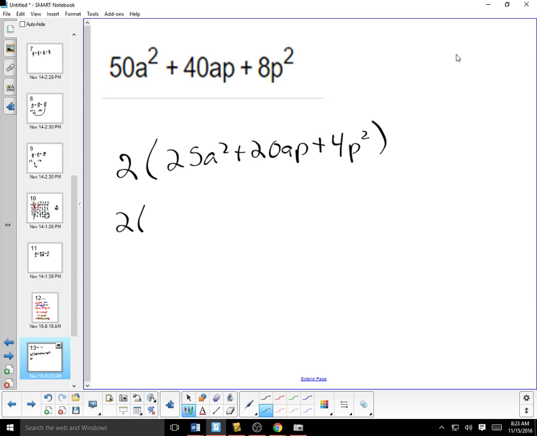So let me try this out. 2 times, let's see, what's the square root of 25a squared? 5a. And what's the square root of 4p squared? 2. So I'm going to go plus 2. And let's try this out. 5a times 2p would give you 10ap, right? And if I double it, do I get the middle one? So put that square there and you're done.